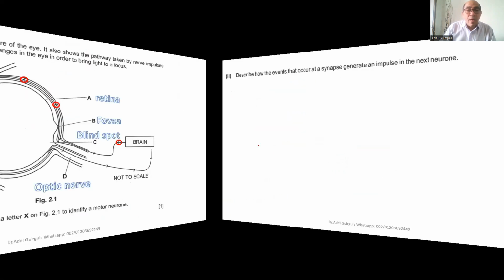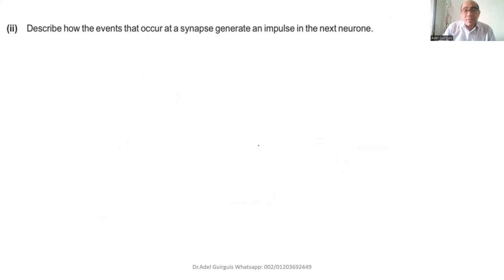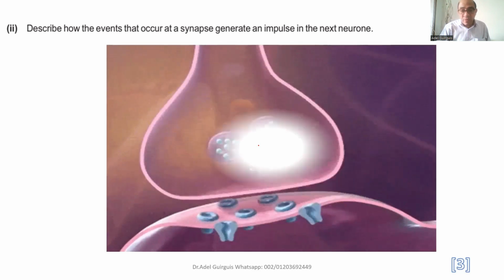Now describe how the events that occur at a synapse generate an impulse in the next neuron. A synapse is a gap between two neurons, successive neurons, or between a neuron and a muscle. This is a synapse. How do events that occur at the synapse generate an impulse transmitted to the next neuron? Look at this short video, please.